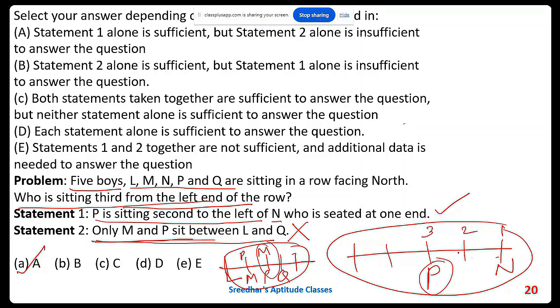Okay, from the left, not from the right. Right, right. Thank you. Sagar Tota, but still, whether it is from left or right, it is P, right? So from the left also, one, two, three, because these are five people. So who is third from the left end of the row? Still P. You are right, Sagar, but yes, answer is one alone.